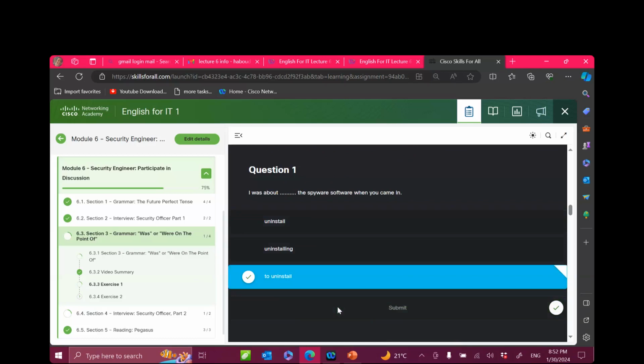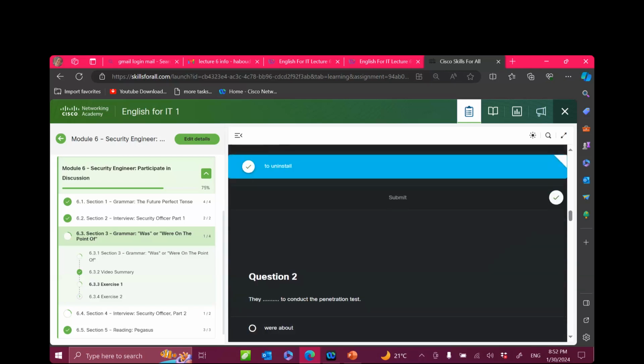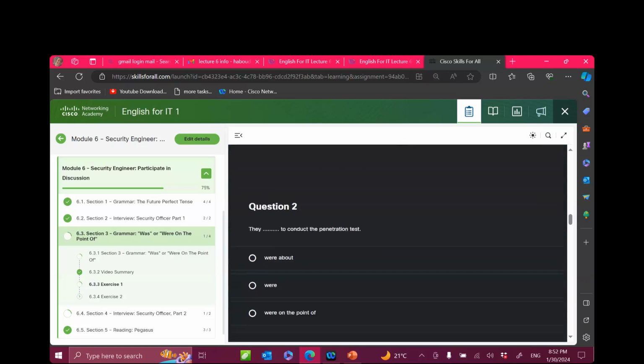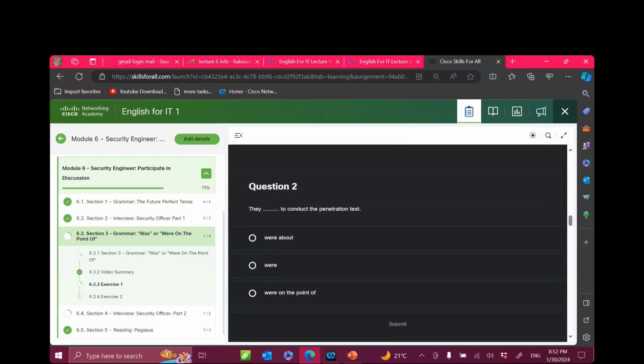لكن لو كنت قلت I was or were on the point of كنت استخدمت بعدها gerund. Okay. Question number 2. They to conduct the penetration test. They were about to conduct, or were to conduct, or were on the point of. What do you think? طيب لو استخدمنا were on the point of لازم أجيب عندي gerund. عندي gerund؟ لا ما عنديش gerund. Okay. So what is the right answer?